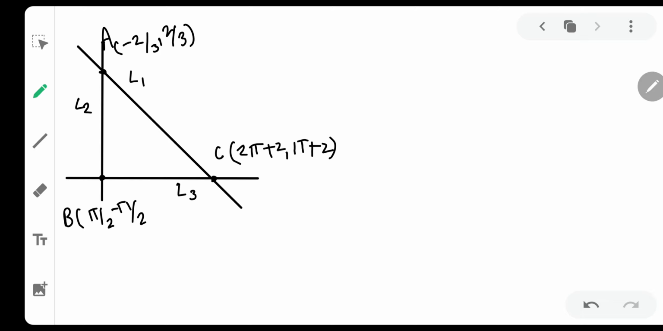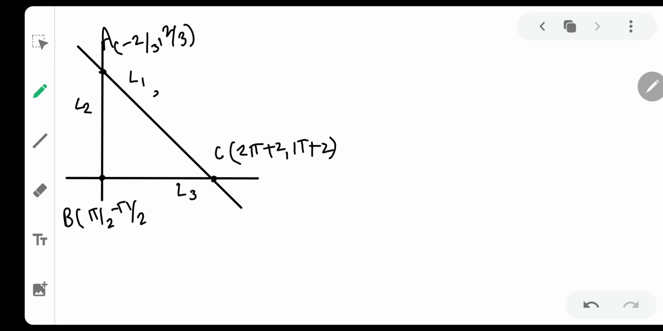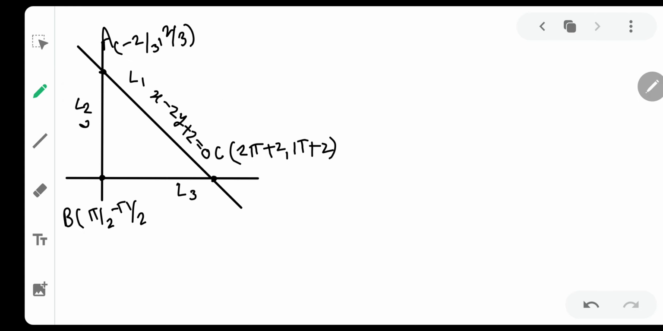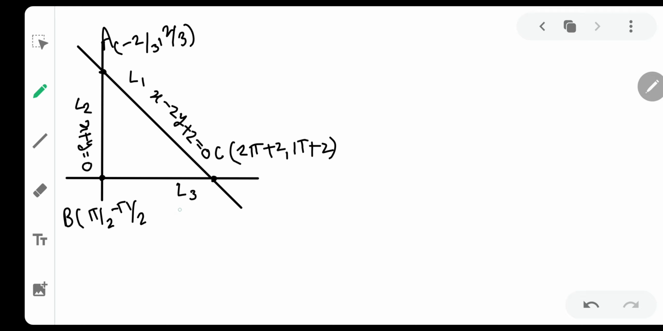Okay, also I will write down the equations. They are also very important. L1 is x minus 2y plus 2 equal to 0. So I will write down x minus 2y plus 2 equal to 0, right? Then L2 is what? L2 is x plus y equal to 0. So let me write down L2 as x plus y equal to 0. Okay, then what is L3? L3 is x minus y equal to pi. So L3 is x minus y equal to pi.